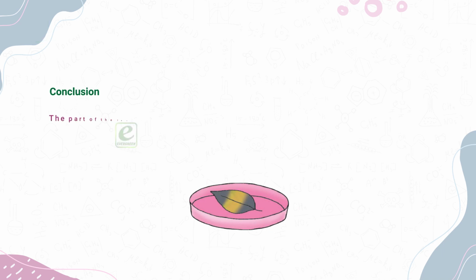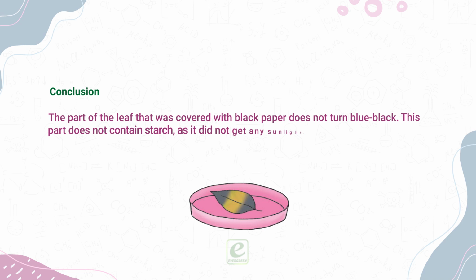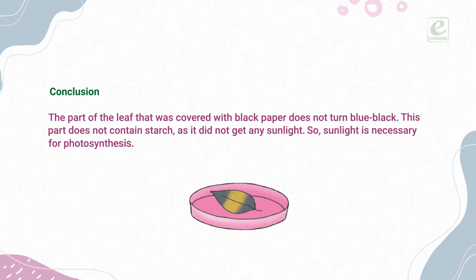Conclusion: the part of the leaf that was covered with black paper does not turn blue-black. This part does not contain starch as it did not get any sunlight. So, sunlight is necessary for photosynthesis.